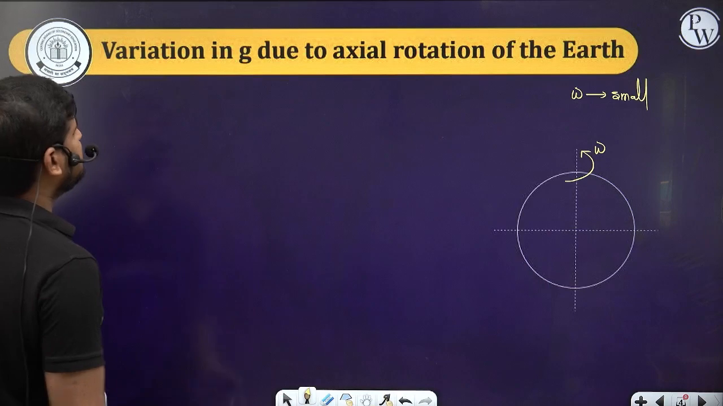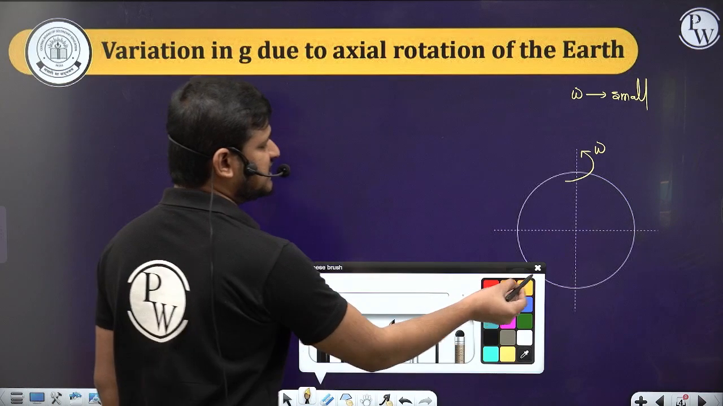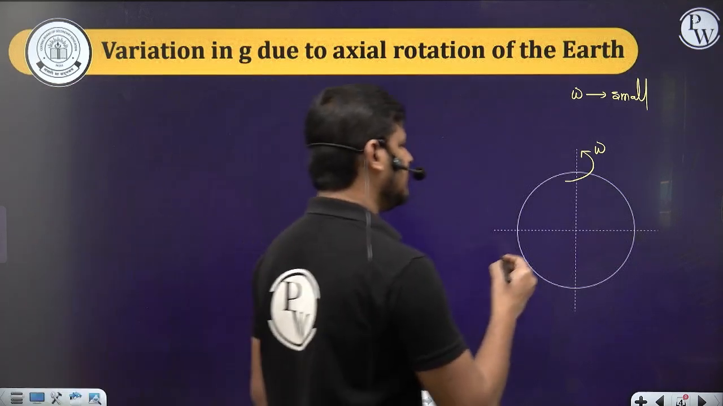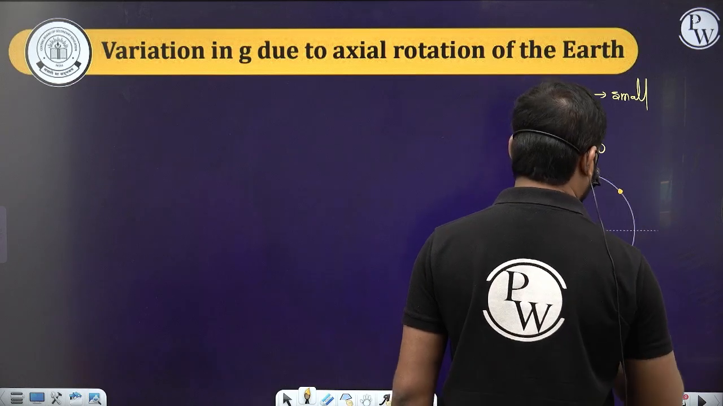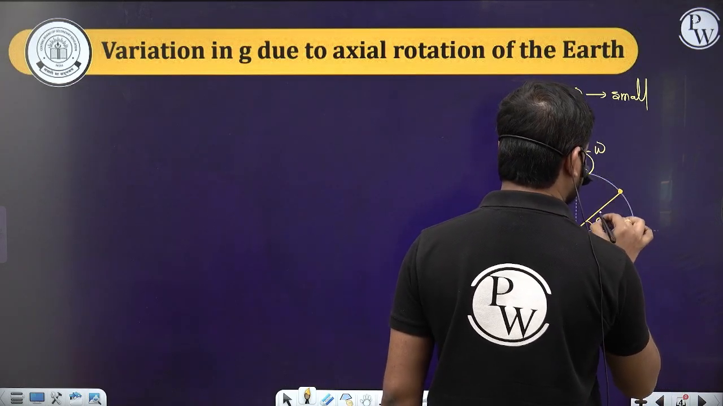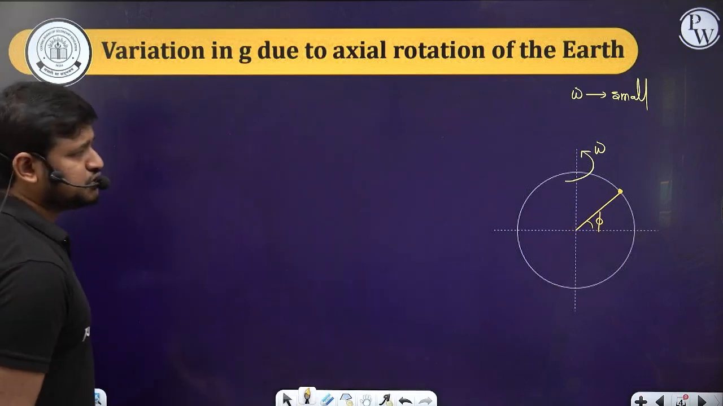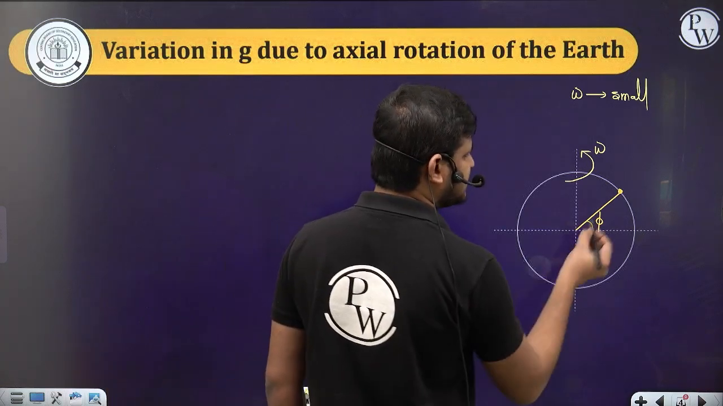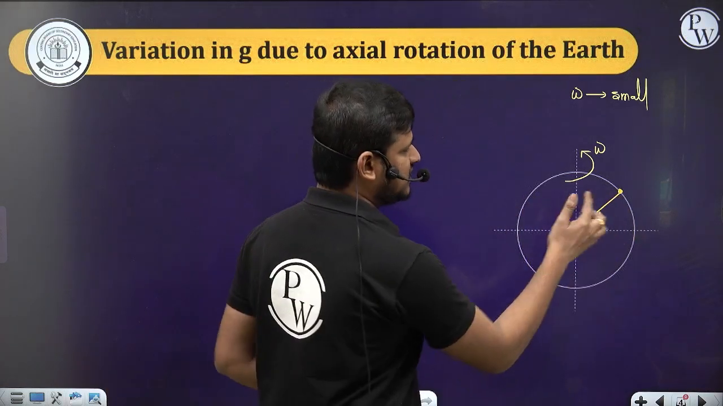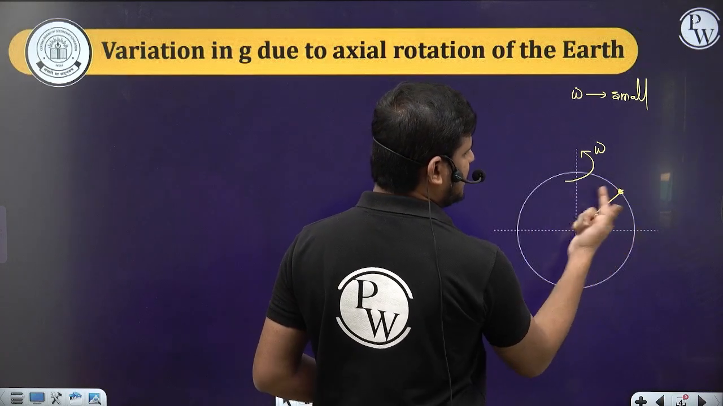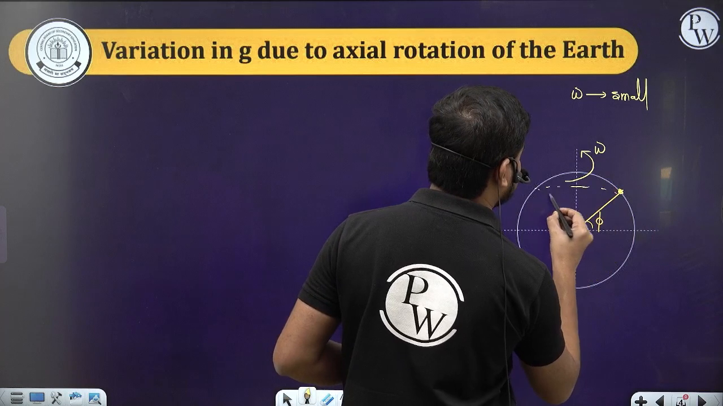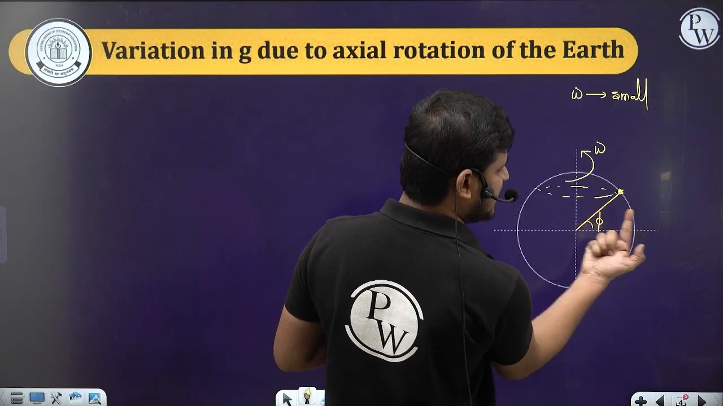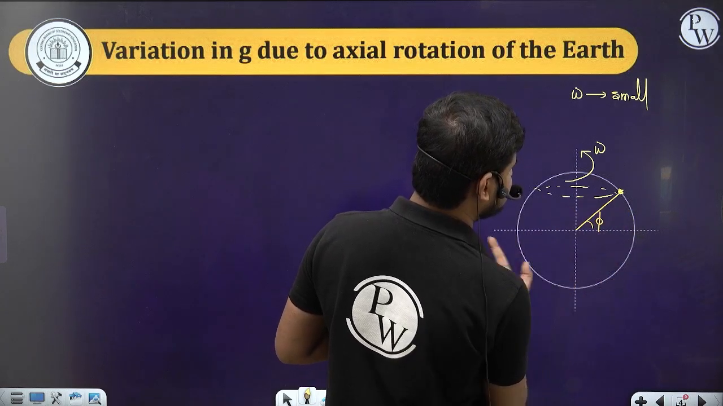So now let me find the acceleration due to gravity due to the axial rotation of earth at some latitude. Let this angle be phi. See here, every particle of the earth, just imagine a person is standing here. As the earth rotates, the particle rotates about this axis. If the particle is here, it rotates about this axis like this.